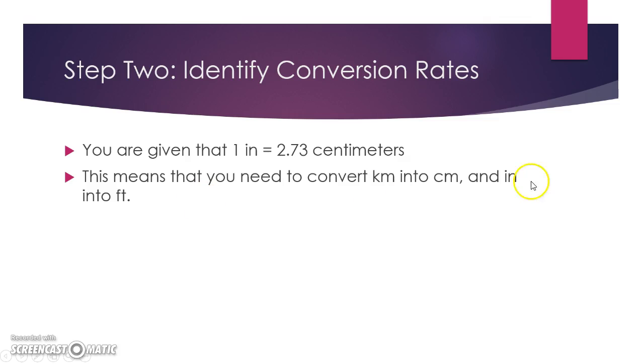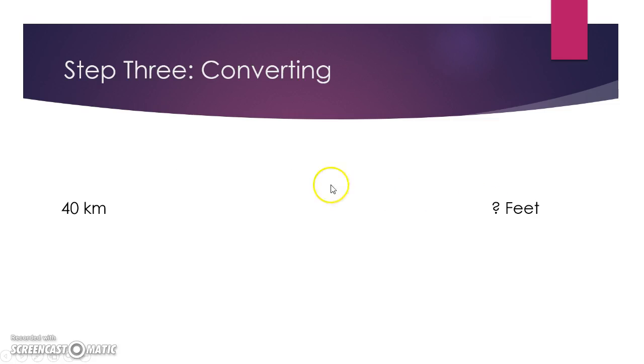Now, the next step is conversion rates. So you're told that 1 inch is equal to 2.73 centimeters. This means that you have to convert kilometers into centimeters so that you could then turn them into inches and then inches into feet. So, step 3, converting. Now this is the method of how you can keep it always organized and always neat, so you can always remember how to do it at each step. Each time you change units, you do this step.